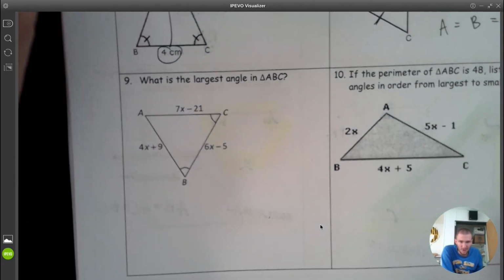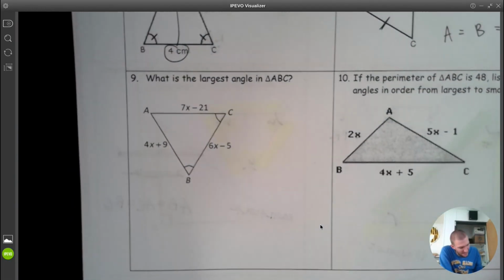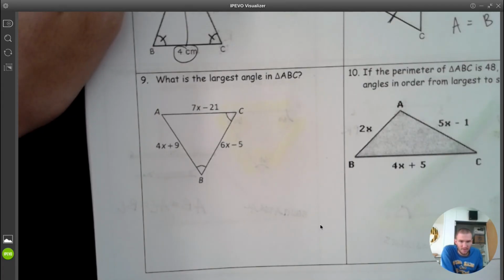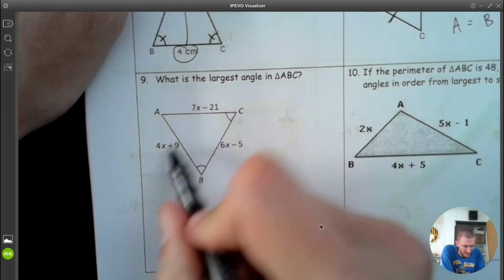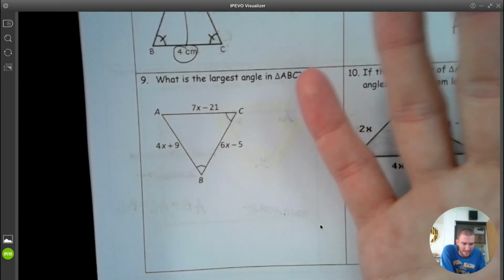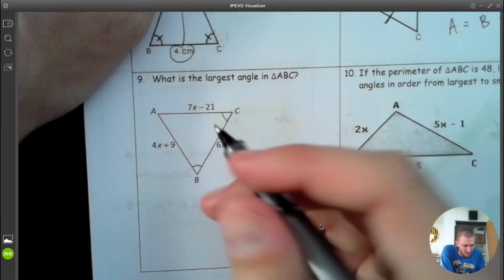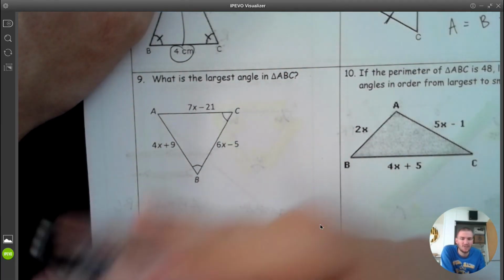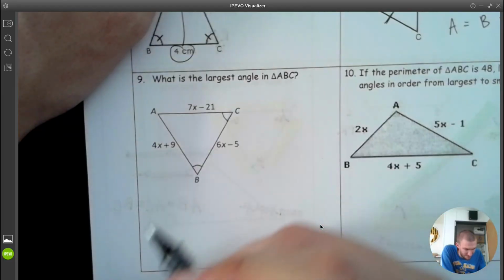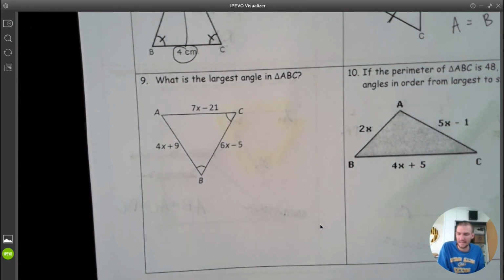What is the largest angle? Well, this one I'm going to need to do a little bit of work for. It's not very clear which side is the biggest. I'm going to need to do Desmos. I'm going to need to come up with a calculation. I'm going to need to find X. Once I find X, I'm going to need to plug it all back in.